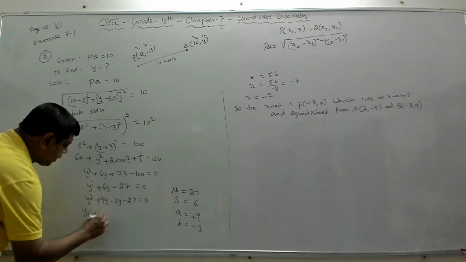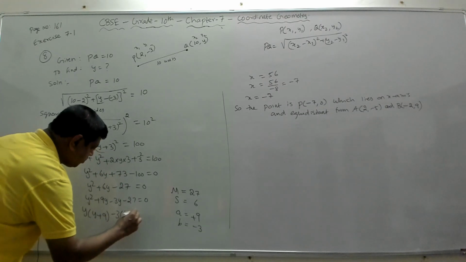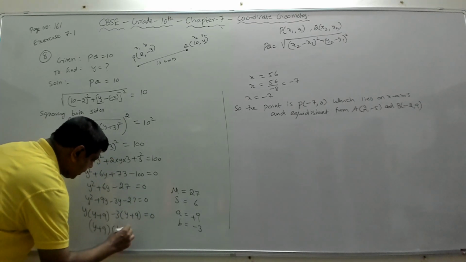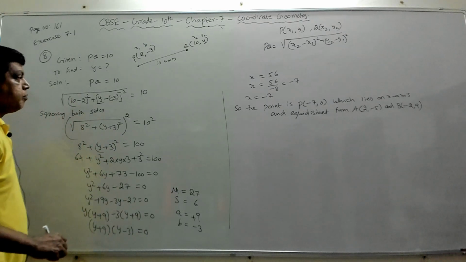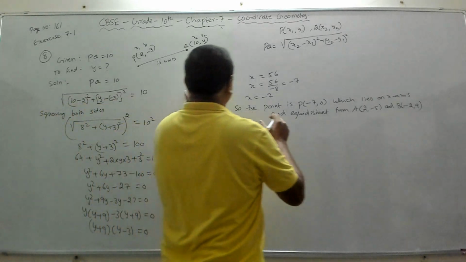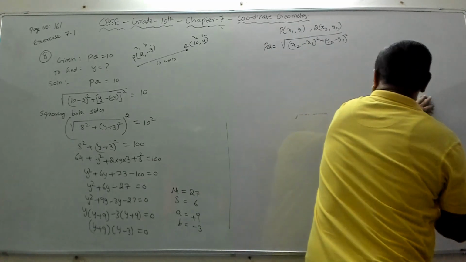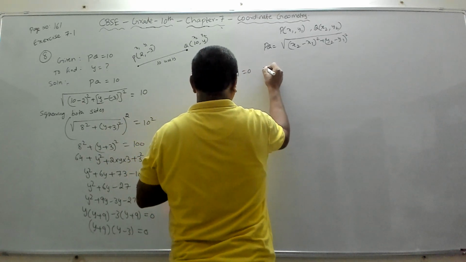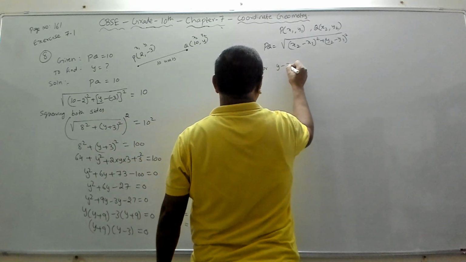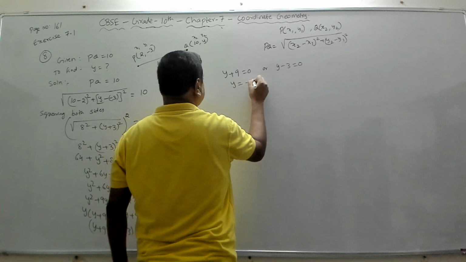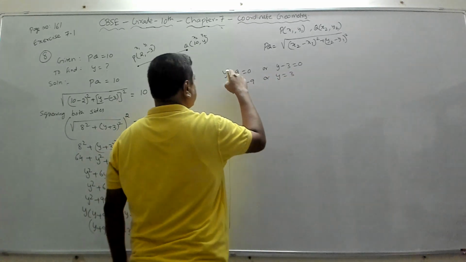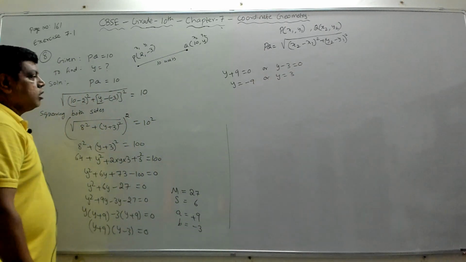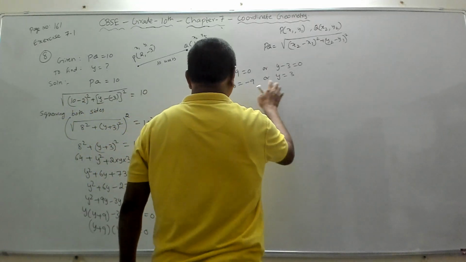If I take y common, I get y plus 9. Here minus 3 is common, y plus 9 equal to 0. Again y plus 9 is common. You get y minus 3 equal to 0. So what we finally get is y plus 9 equal to 0, or y minus 3 equal to 0, which means either y is minus 9 or y is equal to 3. Plus 9 goes this side, it will become minus 9, minus 3 goes that side, it becomes plus 3. So our y is these two.